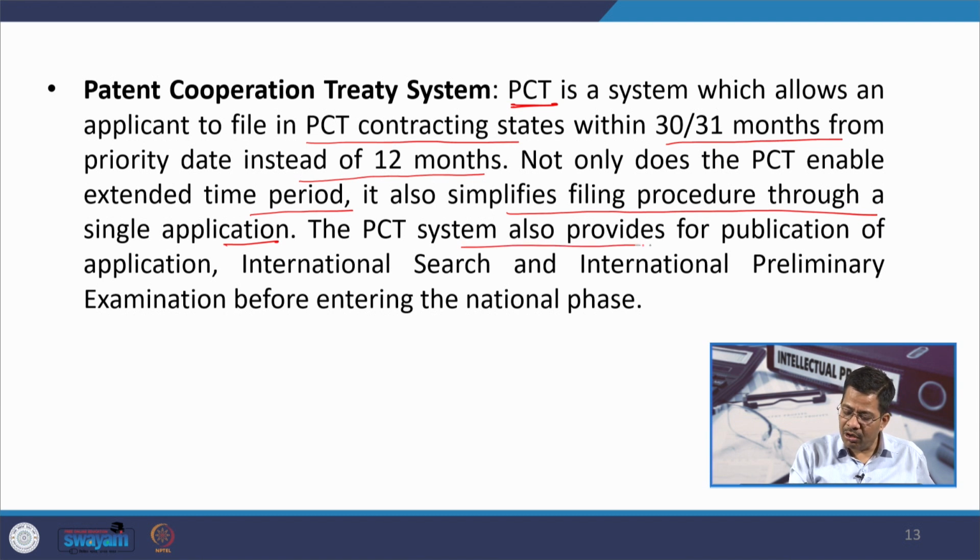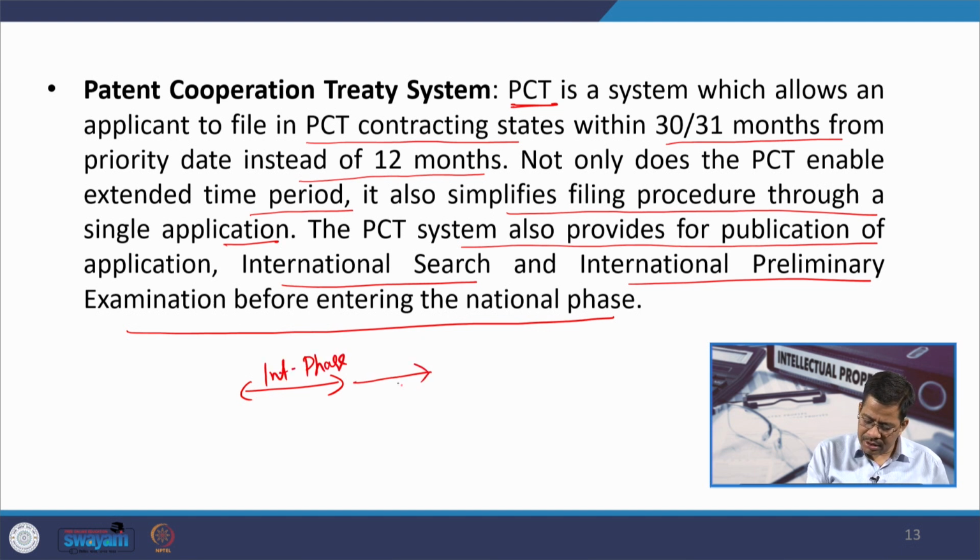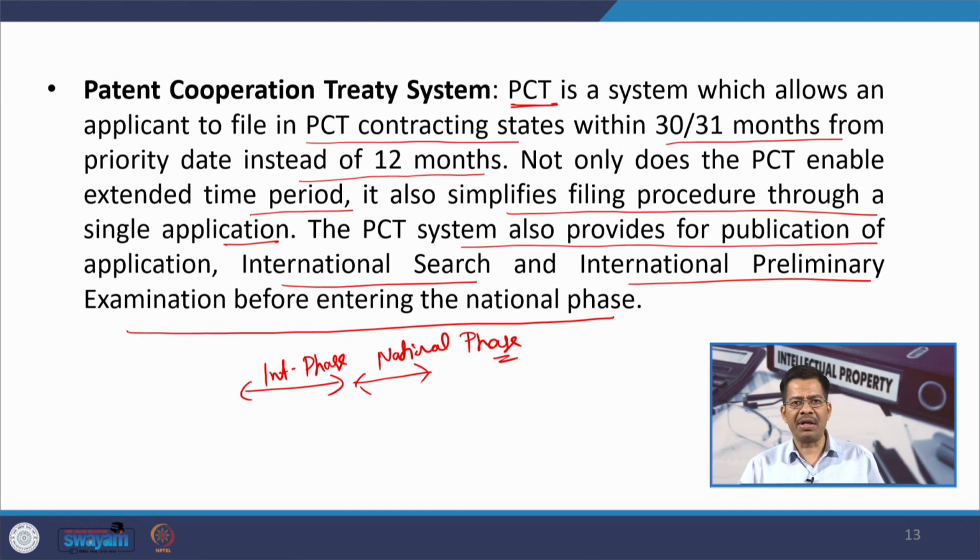The PCT system also provides for publication of the application, international search, and international preliminary examination before entering the national phase. What is the meaning of all these things will be clear to you in subsequent slides. There are basically two phases, one is the international phase and another is the national phase. There are some actions which we do in the international phase, and then we go to the national phase. We will be talking about them in a more lucid manner in the coming slides.